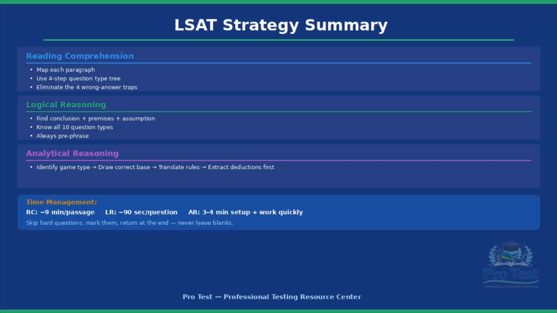Let's close with time management. On the LSAT, each section is 35 minutes. For reading comprehension, target approximately 8 to 9 minutes per passage set. For logical reasoning, target approximately 1 minute and 20 seconds per question. Leave harder questions marked and return to them. For analytical reasoning, spend the first 3 to 4 minutes on game setup and diagrams, then work through questions quickly.